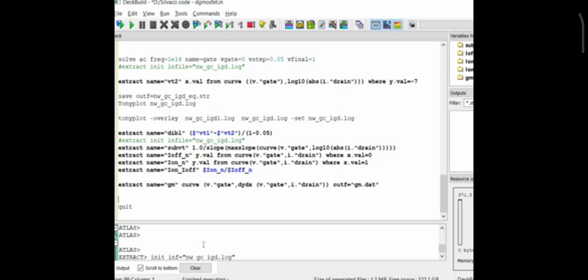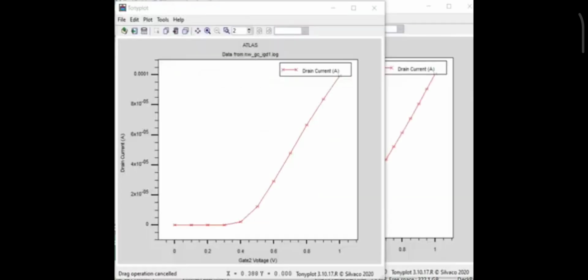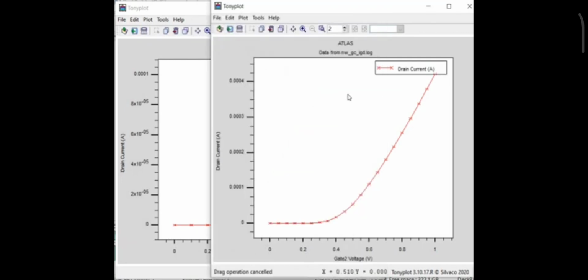I think you have noted down this code. After you run this code, you will get two log files, one for VDS 50 millivolt and one for VDS 1 volt. This is the graph file for VDS equal to 50 millivolt and this is the graph file for VDS equal to 1 volt.